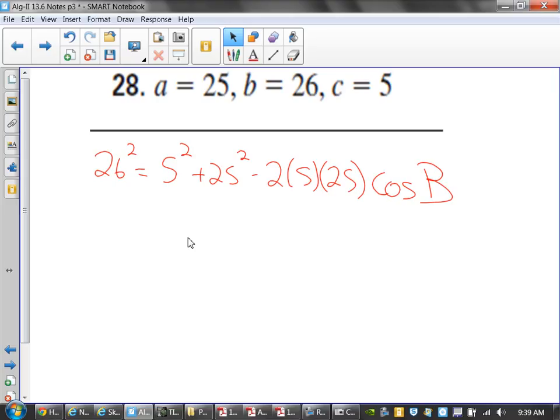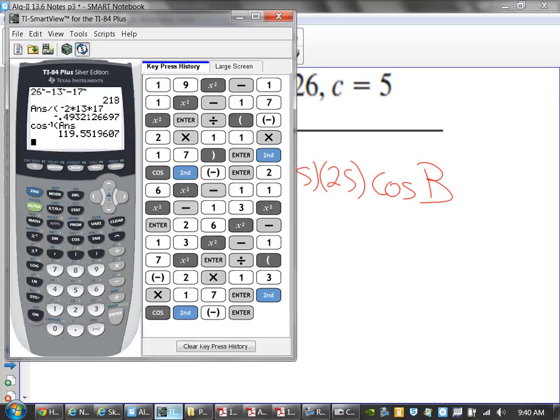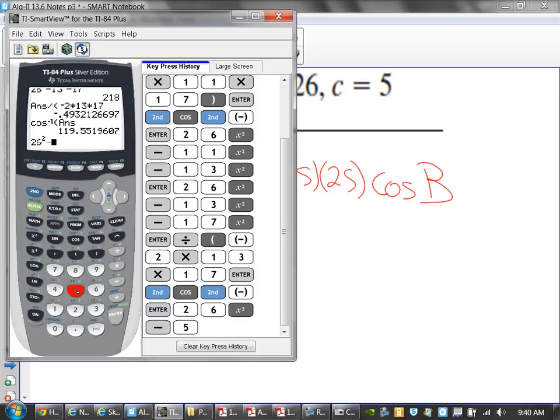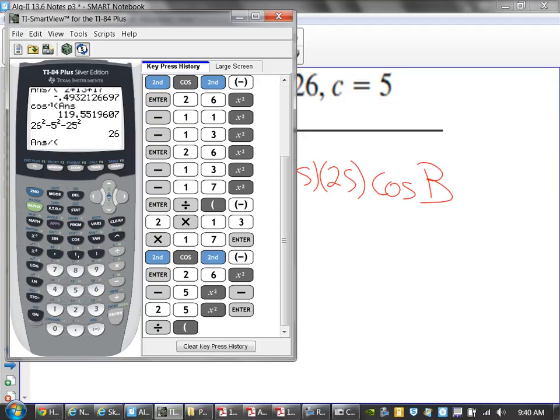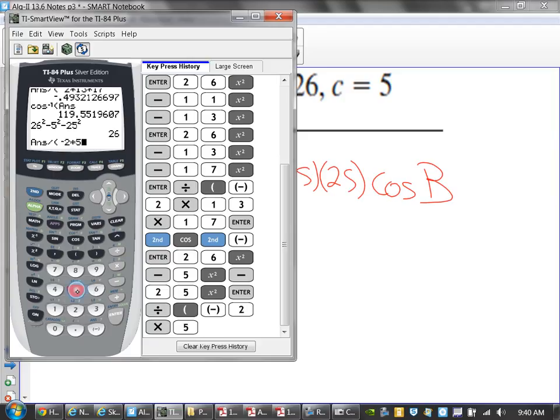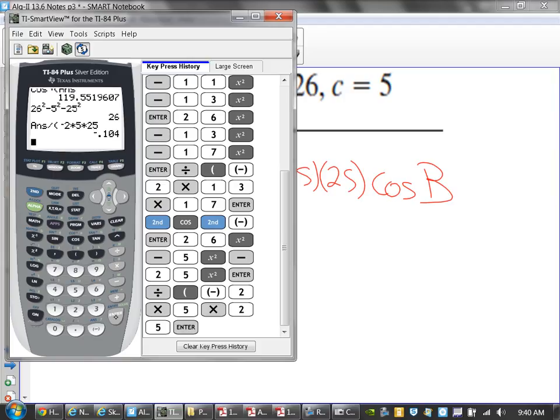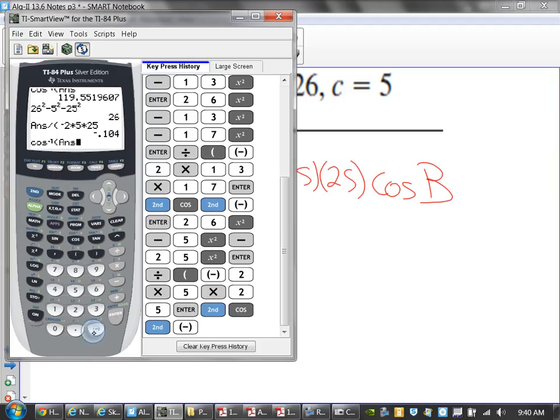Can you run over a side angle side one? I will. All right. So again, in this case, it's just a matter of subtracting out 26 squared minus 5 squared minus 25 squared. Hit enter. Divide that by, are you putting parentheses when you divide? Are you putting the -2 in there? Are you hitting cosine? Are you hitting tangent by mistake?